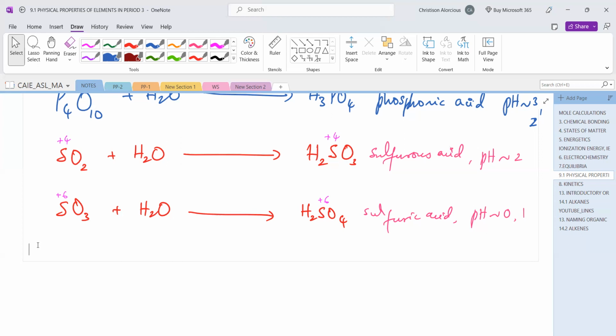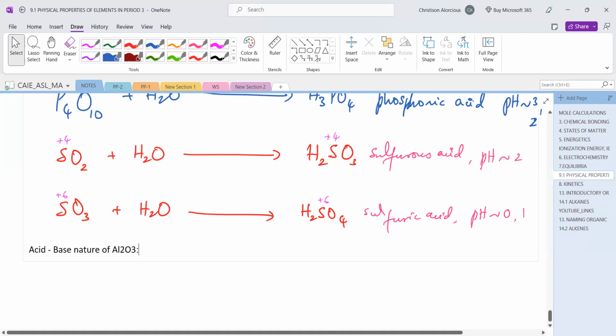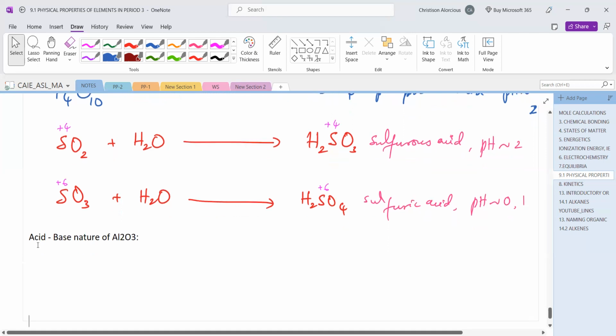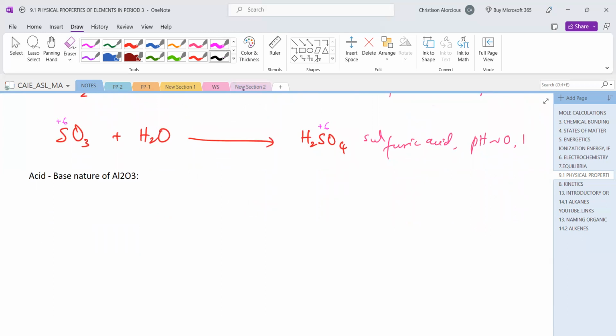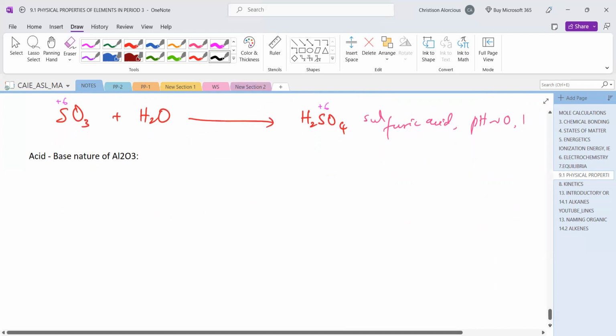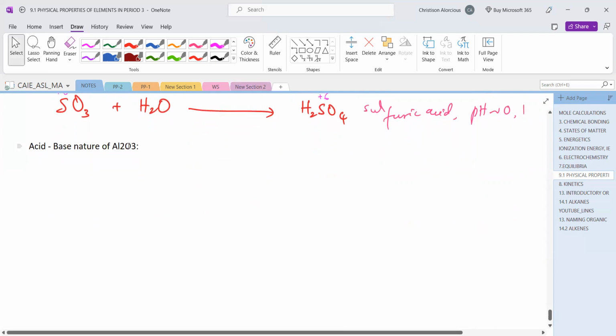So we try that method. If you look at aluminium oxide, let's talk about the acid-base nature of Al2O3, aluminium oxide. Let's forget for a minute that aluminium oxide is amphoteric. Let's assume that we don't have that information with us.